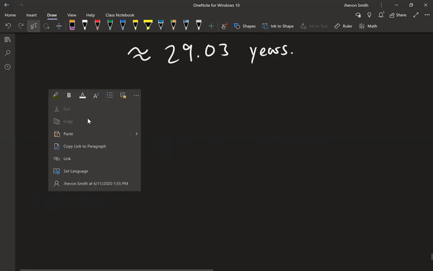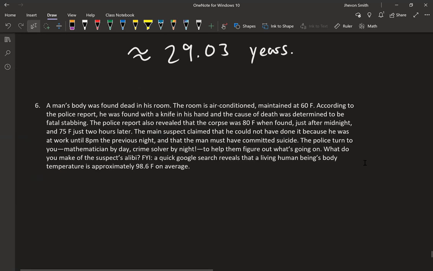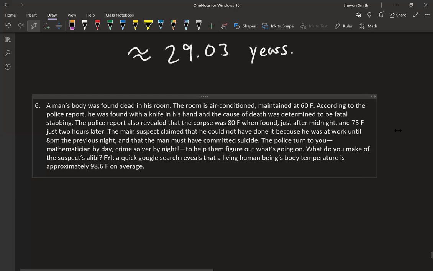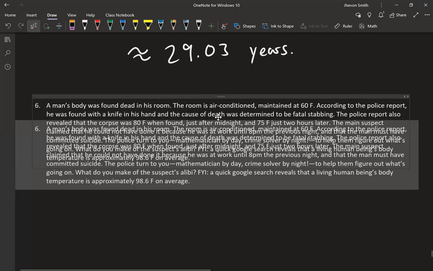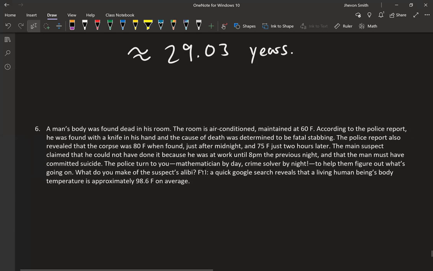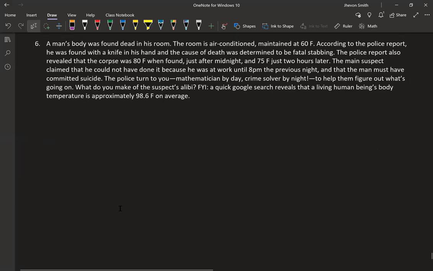And move on to the next section, which is going to be cool, I think. So here's a word problem. Finish up the application section. So it's a murder case. All right.